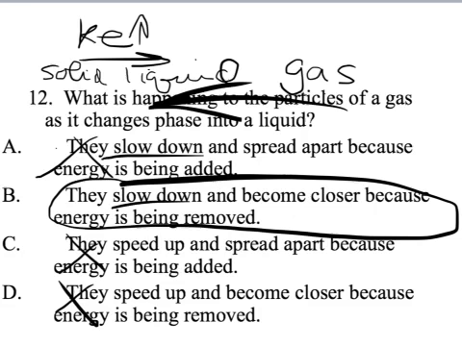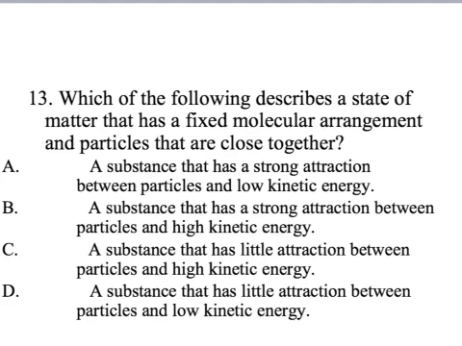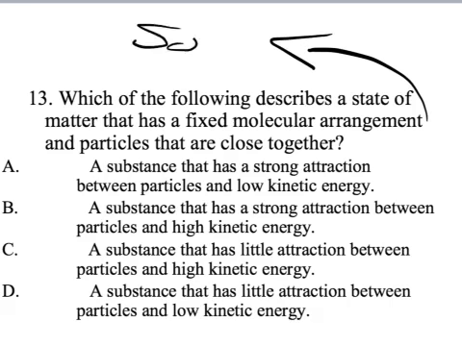So when I go from a gas to a liquid, the particles slow down and become closer together because energy is being removed. Which of the following describes a state of matter that has a fixed molecular arrangement and the particles are close together? Well, what do you guys think? First off, you should know that if it has a fixed molecular arrangement, it's a solid. Okay. A substance that has strong attraction between particles and low kinetic energy. That actually is really close to the description of a solid. A solid has low kinetic energy.